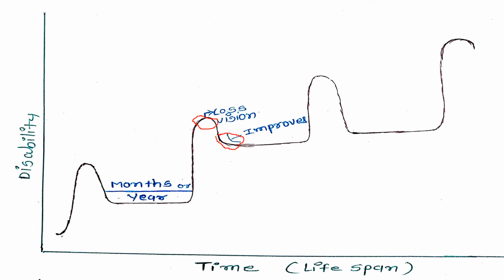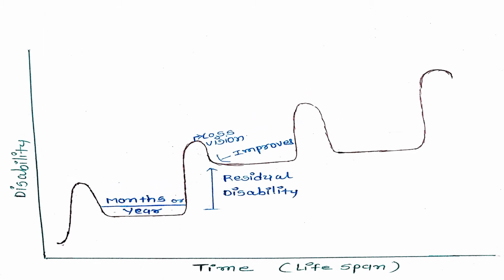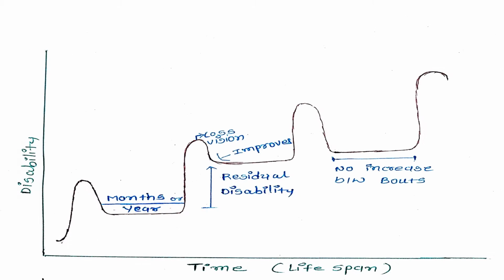More often, that remyelination process does not complete, so some residual disabilities often remain, and with each attack more and more of the central nervous system gets irreversibly damaged. In the relapsing remitting multiple sclerosis type, there is typically no increase in disability between bouts, so the line stays flat during this time.